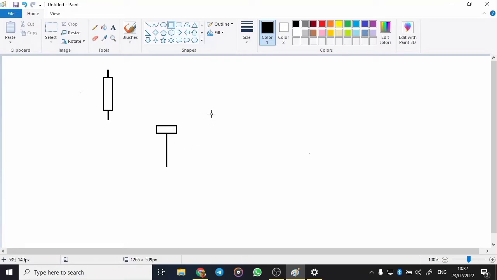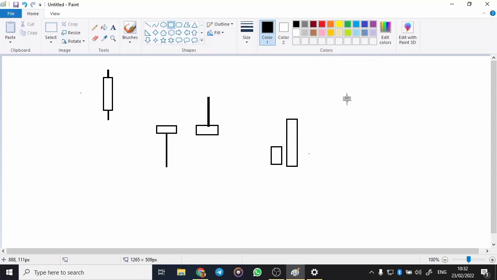After having a hammer, we can have the same hammer facing down, and we can have two candlesticks forming an engulfing pattern, meaning at a certain extreme low or extreme high, a candle is followed by a big one which engulfs the entire size of this small one.